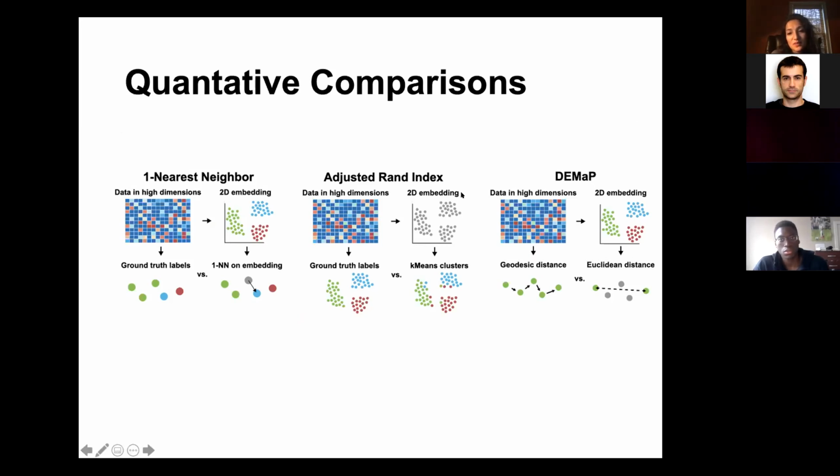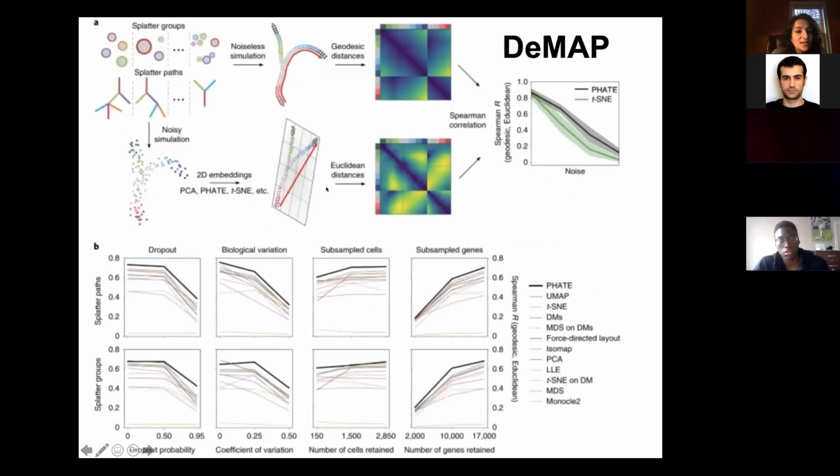DE-map is a metric that we came up with, which stands for denoised embedding manifold affinity preservation. And the idea of this is you take a noiseless manifold and you measure shortest path distances on it. Because in a noiseless manifold, you don't really need the diffusion to emphasize the main points. And then you add noise and you rotate it into high dimensions and you see if the embedding catches the manifold intrinsic distance. And that's something that we quantified for a whole bunch of methods.